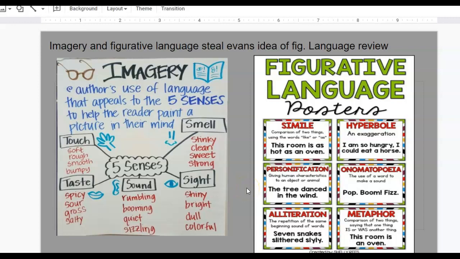The main ones that 6th grade concentrates on are simile, hyperbole, personification, and metaphor. We really don't go into onomatopoeia or alliteration, maybe sometimes, but these are the main ones we concentrate on. So remember, simile is just using like or as, such as this room is as hot as an oven. You're comparing two things using like or as.